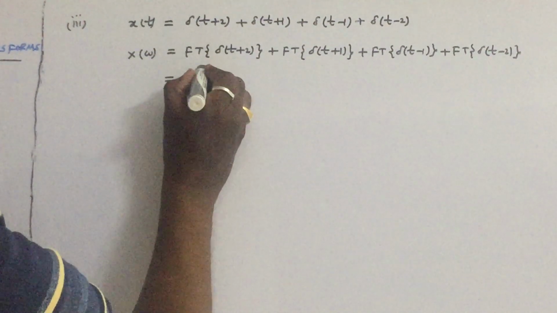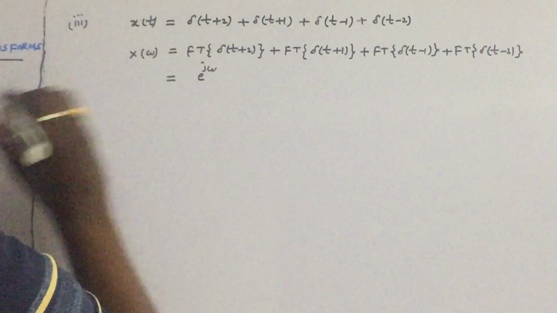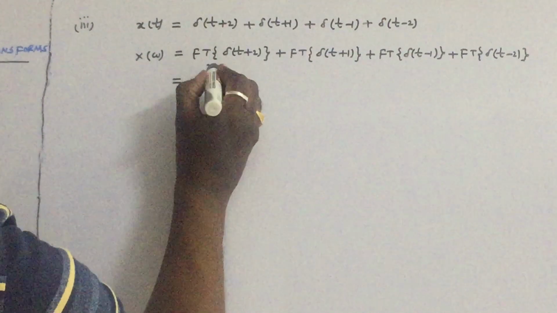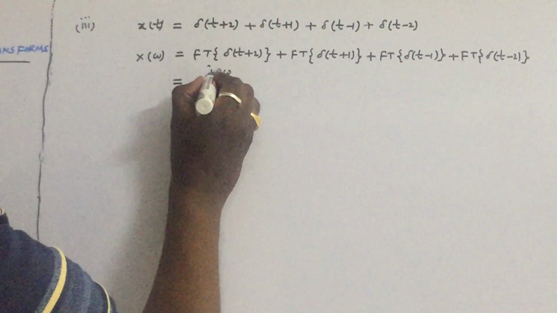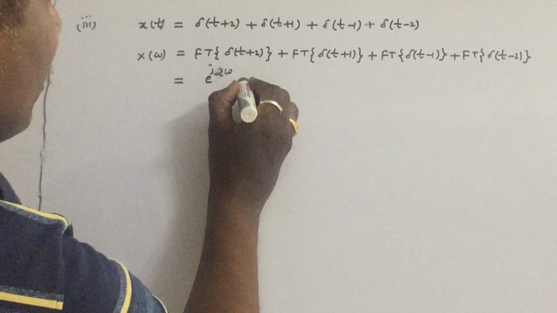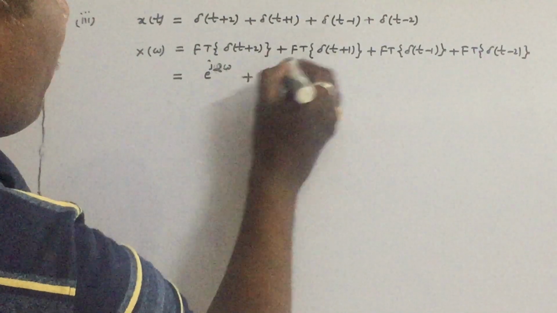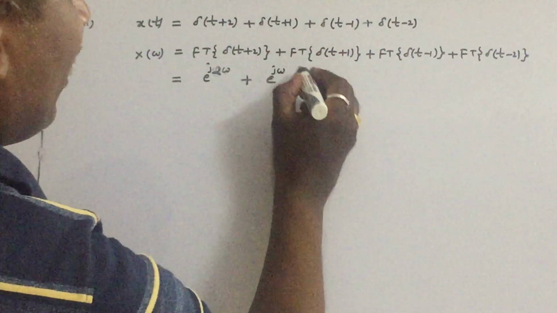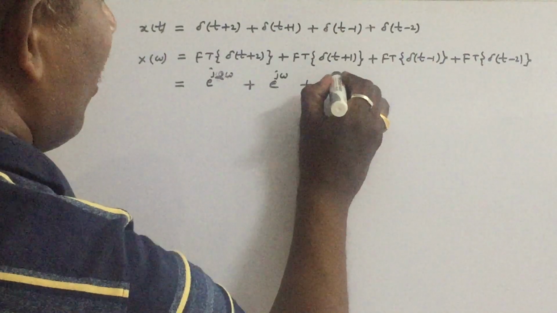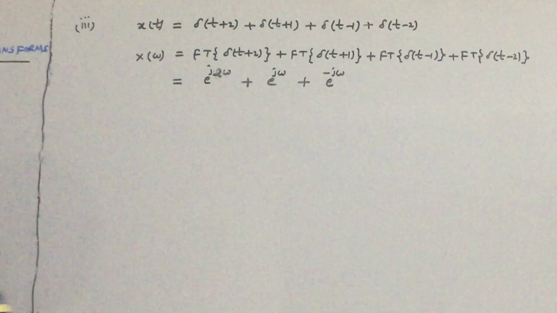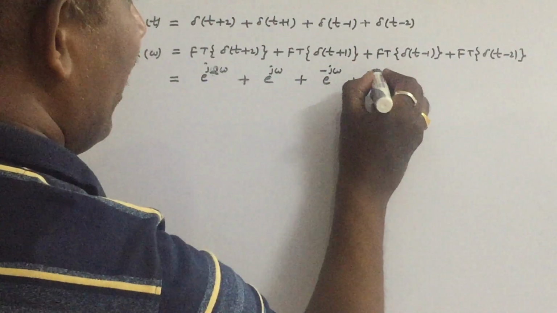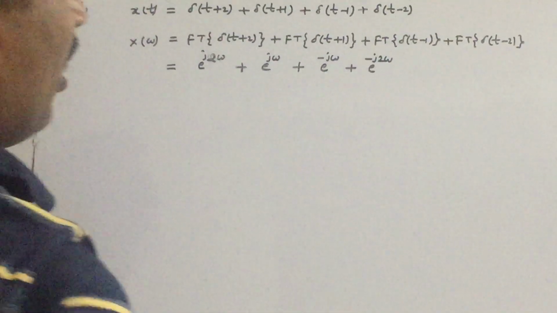From the time shifting property, e power j omega, here plus is there, so you have to write plus. In place of omega, 2 is there, so e power j 2 omega, since t naught is 2, into the Fourier transform of delta of t, which as you know is 1, plus e power j omega into the Fourier transform of delta of t, which is 1, plus, for delta of t minus 1, e power minus j omega, minus is there, keep minus, Fourier transform of delta of t is 1, plus e power minus j 2 omega into the Fourier transform of delta of t, which is 1.